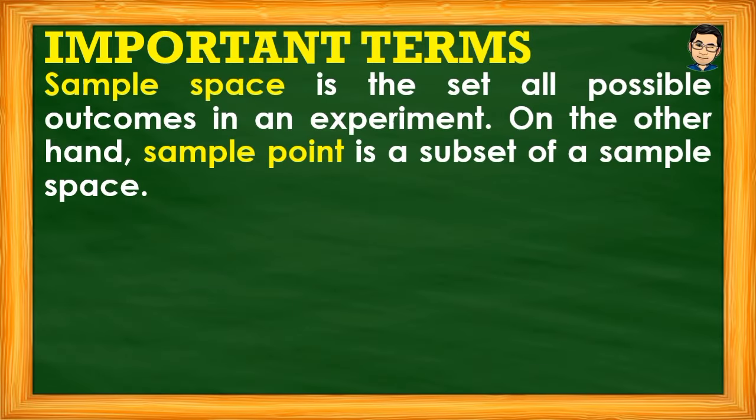And next, we have sample space. So, sample space is the set of all possible outcomes in an experiment. On the other hand, sample point is a subset of a sample space. So, all possible outcomes. Ayan. So, yun po yung tinatawag nating sample space. So, lahat ng posibleng outcomes sa isang experiment, ang tawag po doon sample space.